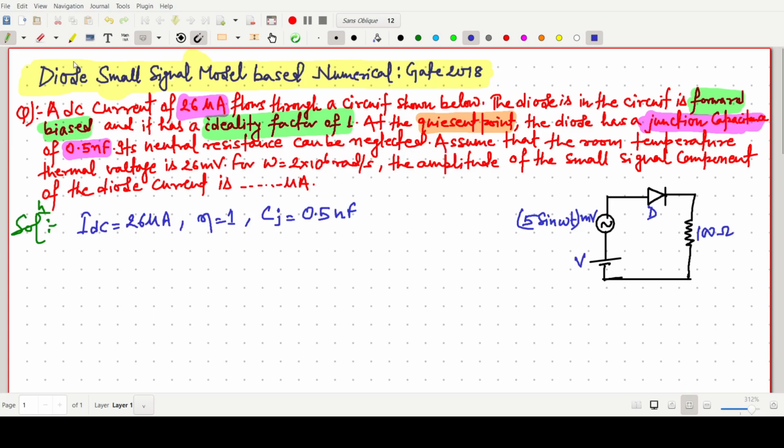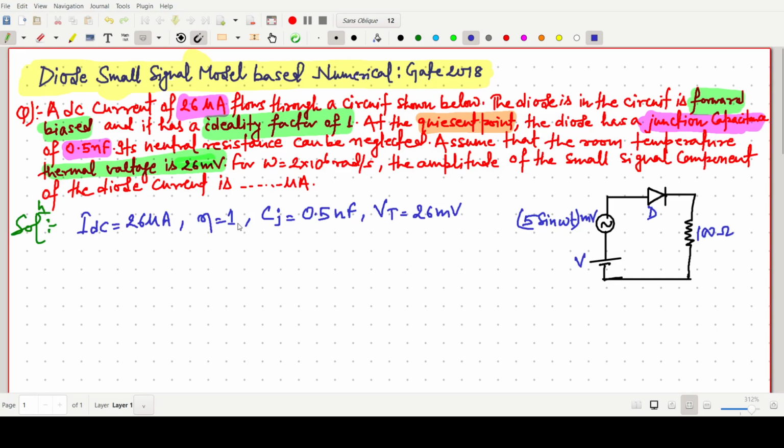And after that, at room temperature, the thermal voltage is given as 26 millivolt. So Vt is 26 millivolt. These are the main parameters which are given.